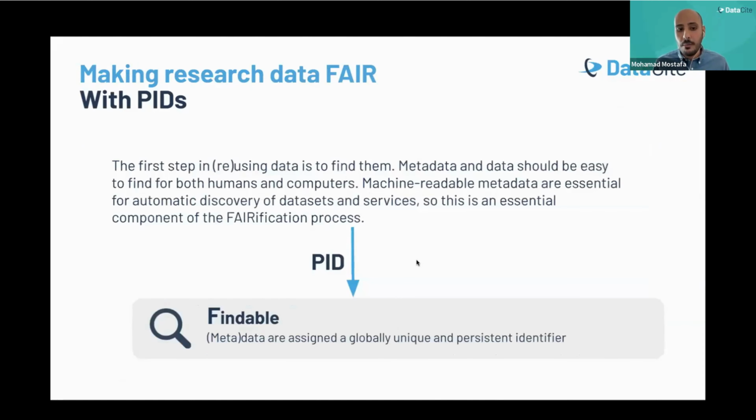Regarding the first principle, findability of the data itself, as we all know, the first step in reusing a data set is to find this data. Metadata and the data should be easy to find for both humans, researchers, and computers as well. In that case, machine-readable metadata play a very important role in the discoverability and findability of these data sets. And here comes the importance of the PIDs, because the metadata assigned to them are usually globally unique, and it can be included within the persistent identifier.